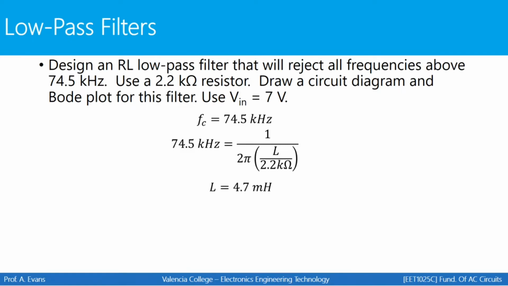Now I'm going to draw a circuit diagram for an RL low-pass filter. The L comes before the R for a low-pass filter. So there's my diagram. And now I'm going to draw the Bode plot.